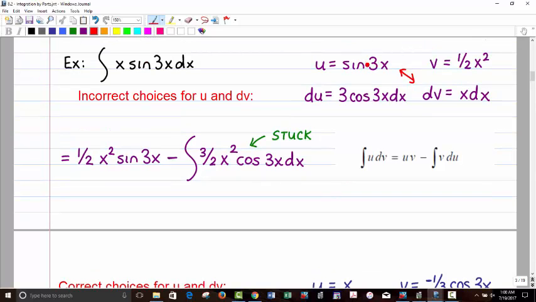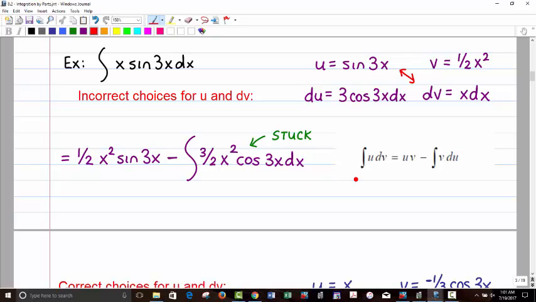So here's the v, 1/2 x squared. Here's the du. You multiply these together, 3/2 x squared cos of 3x. So instead of this x going away, which would have been helpful, it now got worse. It got to be a higher power. So we've created a more difficult situation than we started with. So back to the drawing board.